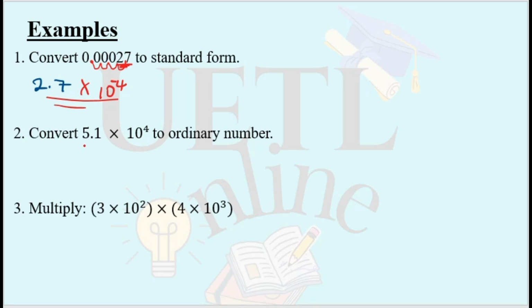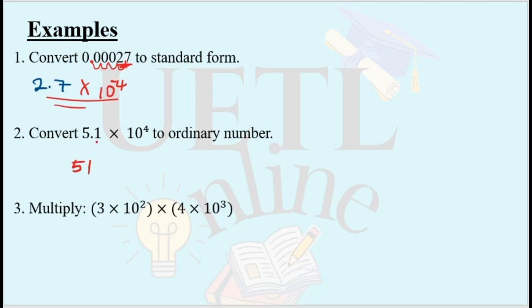Then it's easy. Okay, so let's go to the next one. It says convert 5.1 times 10 to the power 4 to an ordinary number. The first thing you have to do is write this number without the comma. Now you just have to write 5, 1. This is how we do it.